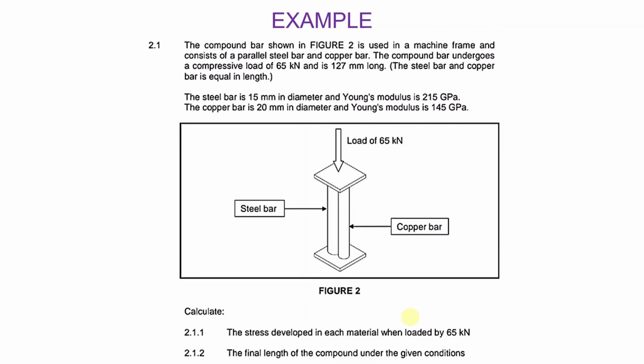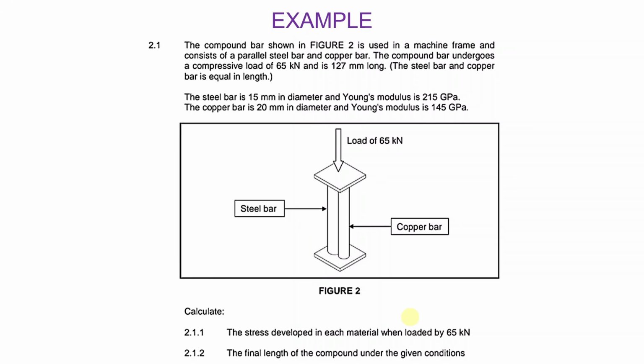Now let us look at this example here. The compound bar shown in figure 2 is used in a machine frame and consists of a parallel steel bar and a copper bar. In this question, you have two bars that are not made of the same material. When that is the case, you already need to know that the Young's modulus is different. So E1 is not going to be equal to E2. Very important to notice that already.